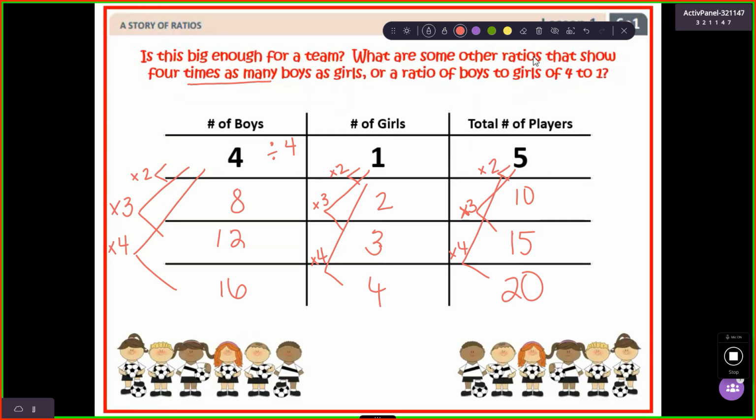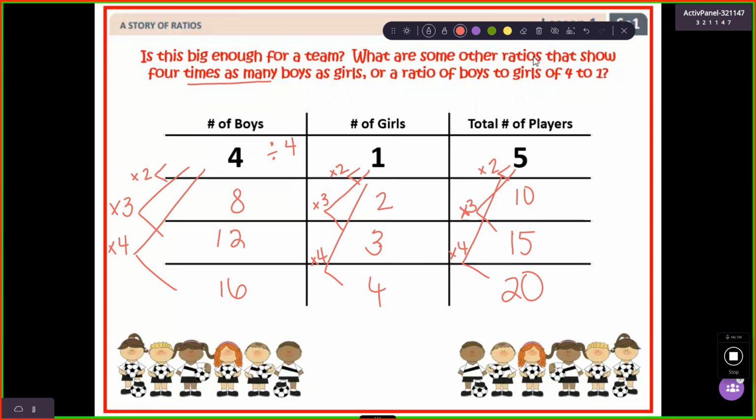Ratios are fractions. Y'all been doing fractions since 3rd grade. Okay? I'm just now taking fractions away, and instead of saying fractions, what am I saying now? Ratios. How do y'all feel about that? Good. Okay? If you're not here, that's okay. I at least want you here. Okay? Almost good. Alright.